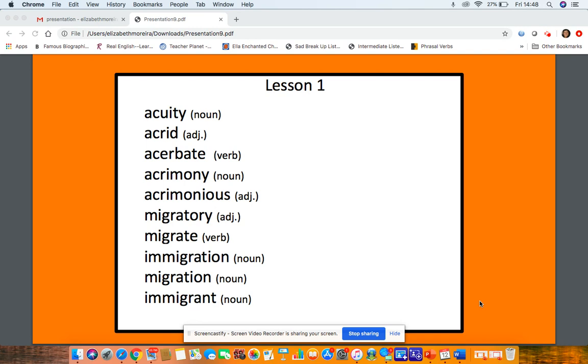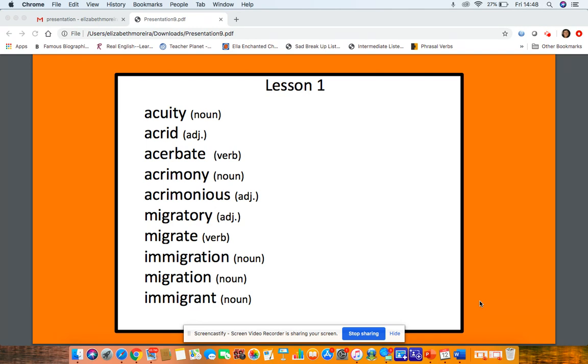The fourth word is acrimony. It's a noun. It means bitterness or harshness of temper, manner, or speech. I can use it in the sentence, is it possible to avoid such acrimony when you get divorced?